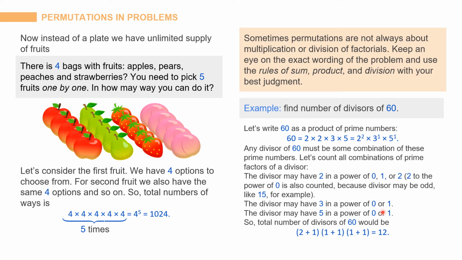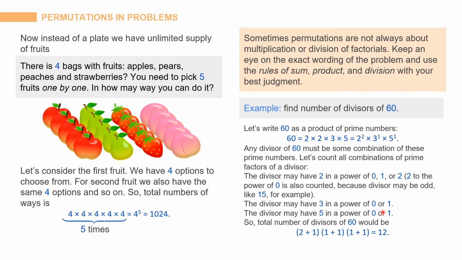So to figure out how many possible ways I can get to 60, all the different ways I can multiply our factors to get 60, it's like I have 3 plates: a plate with 2s, a plate with 3s, and a plate with 5s.